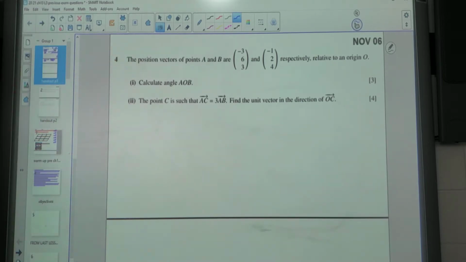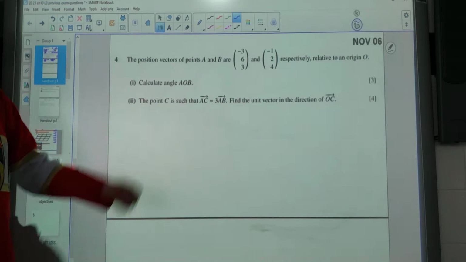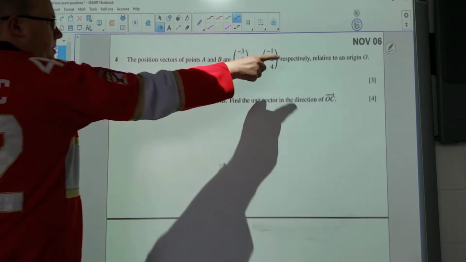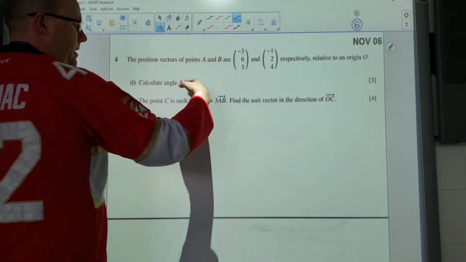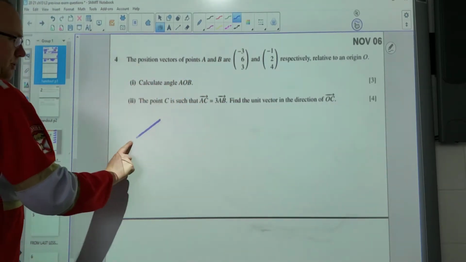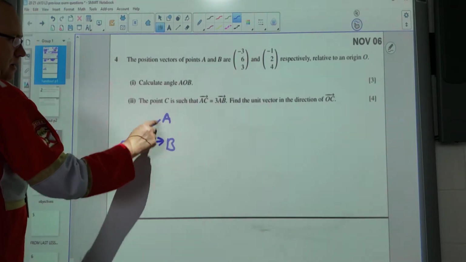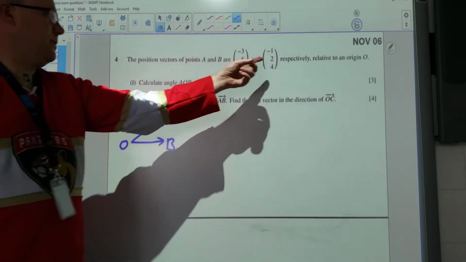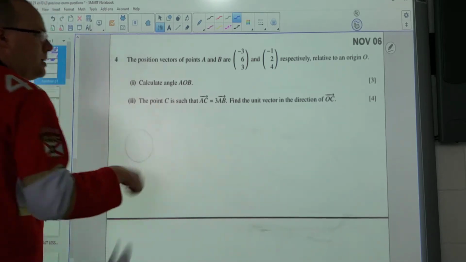So the position vectors of A and B are given like this relative to an origin O. Calculate the angle AOB. So as we're starting from the origin, A is actually the same as OA, and B is actually the same as OB. So just remember what this is actually referring to. AOB, we're looking at OA and OB. So we're actually just looking for this first one. This is why it's only 3 points. Calculate the angle between these two.